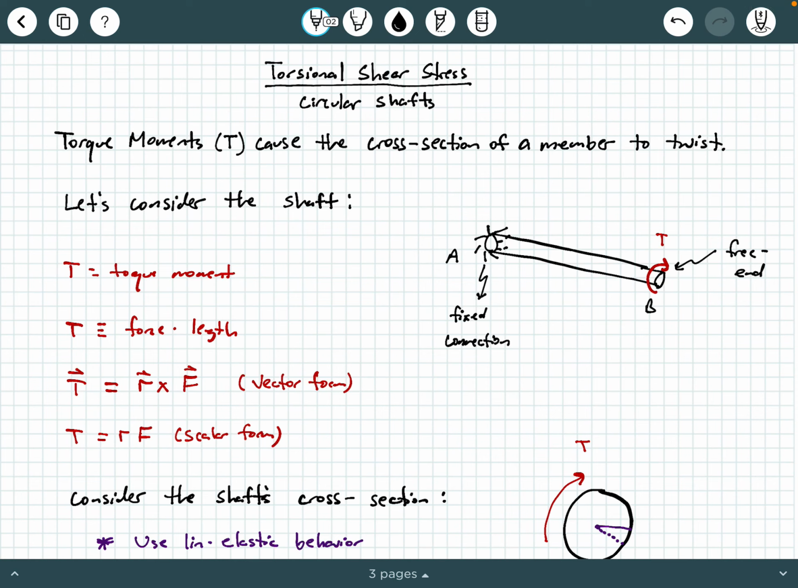Hey everybody, Dr. A here, and in this video we're going to be discussing torsional shear stress in circular shafts. So that's a shaft with a circular cross section.